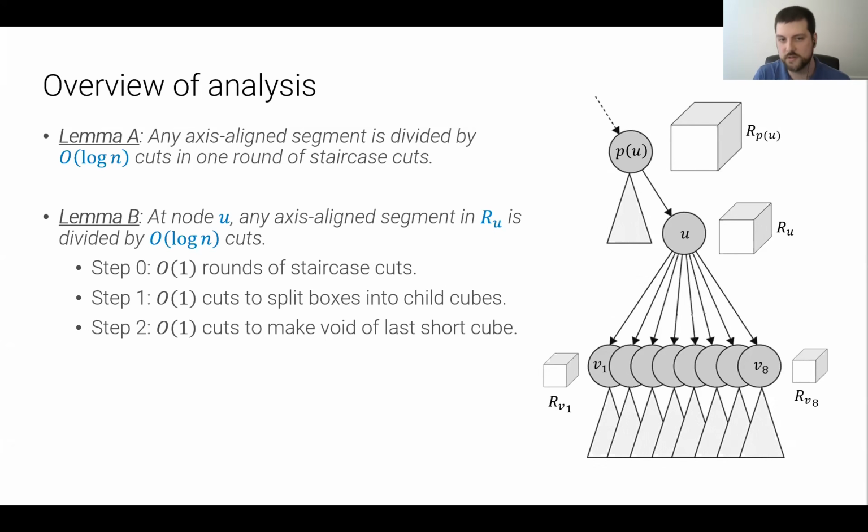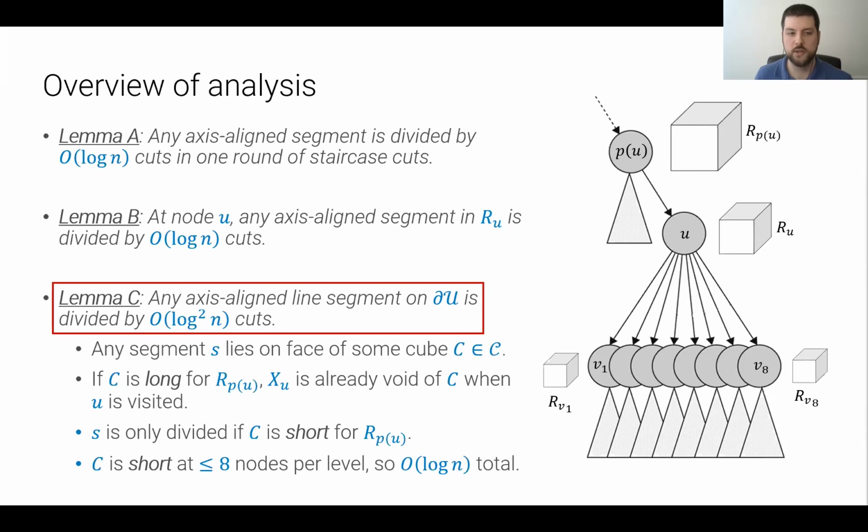is a constant number of cuts. So in total, we have a constant number of log n rounds plus some additional constant cuts. And that is to say, a segment RU is cut only log n times. And the punchline is that from here, we can show that any line segment on the boundary is being divided log square n times. So let's slow down for a moment. The way that we do this is considering some segment S, and of course, S lies on some face of an input cube.